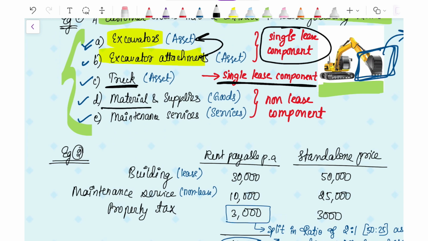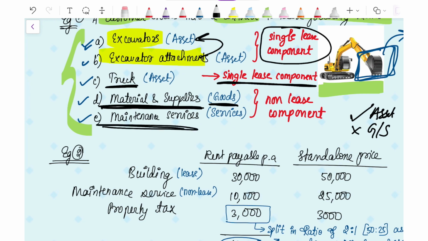The fourth item here we are talking about is materials and supplies. So you have to understand what is included in lease. Lease includes assets. It does not include any kind of goods and services. So if you see materials and supplies, that means raw materials. This is a good, so this cannot be termed as a lease. So this will come under non-lease component.